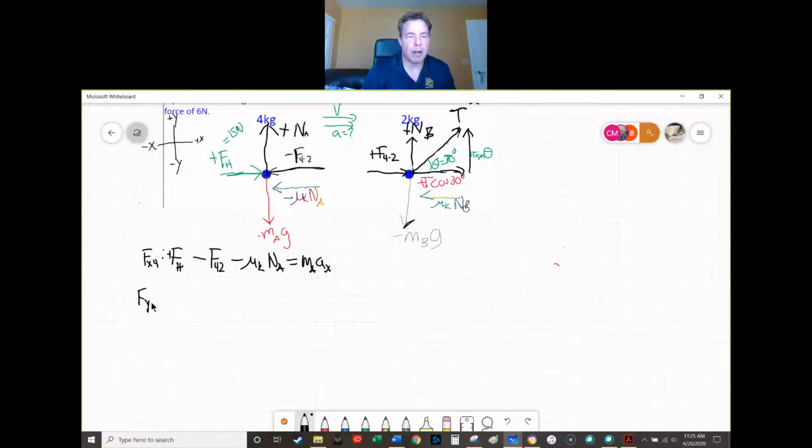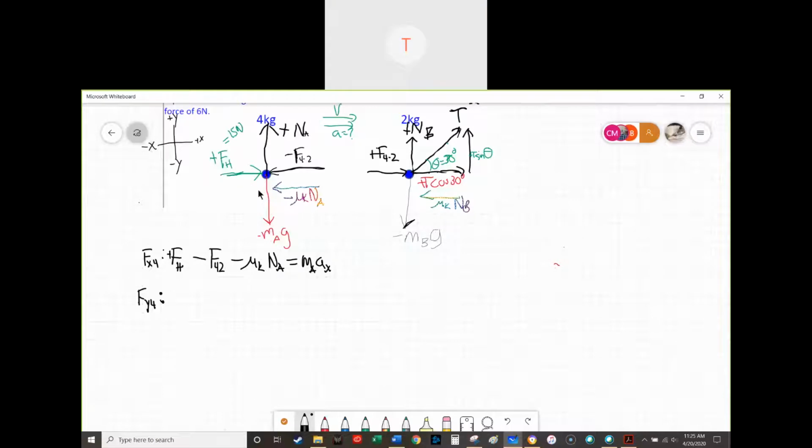Somebody want to try to do the y direction forces on block A? So this is the 4 kilogram block, block A.